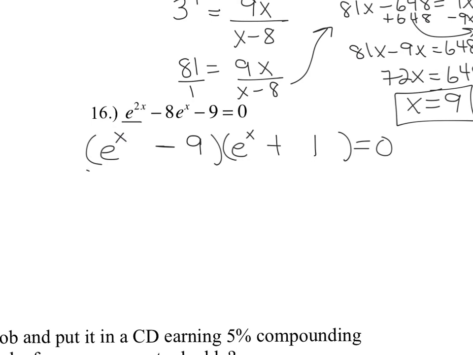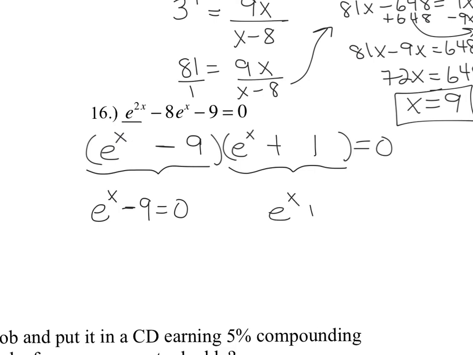So use your zero product property. So I'll set each of these factors equal to 0. So e to the x minus 1 equals 0, and e to the x plus 9 equals 0. Here on the left I'll add 1, and on the right I'll subtract 9.